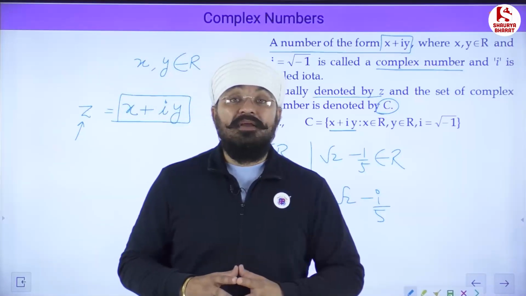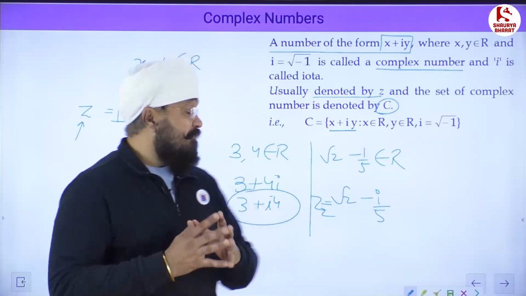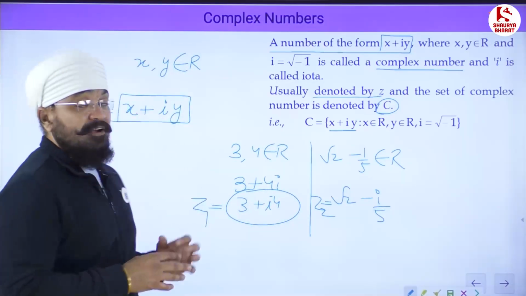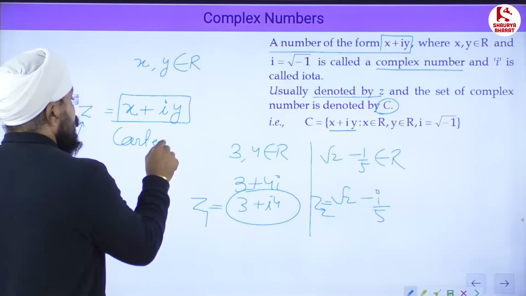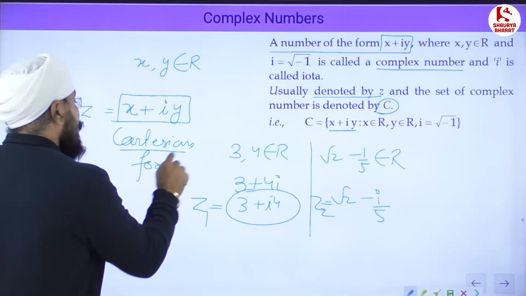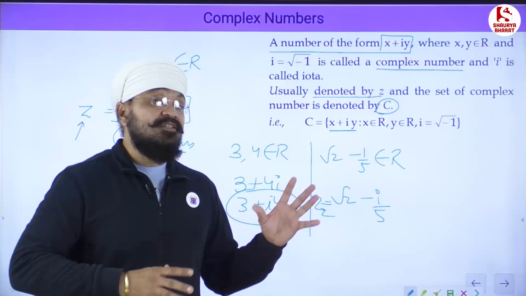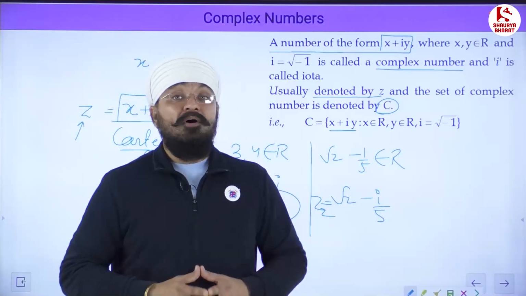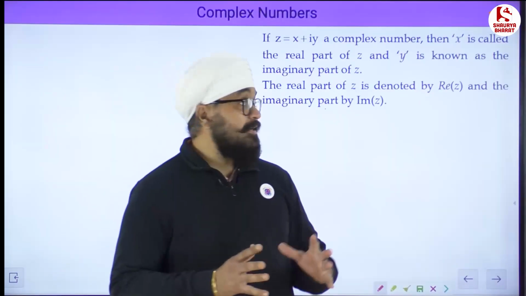So this is how we can write a complex number in the form x plus iota y, which is known as the Cartesian form of a complex number. There are three different forms of a complex number, and this is the first form, the Cartesian form. Now let us conclude what we have studied till now.